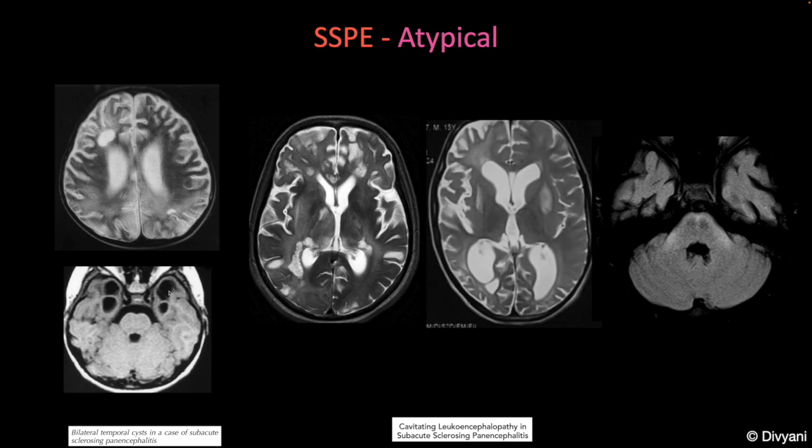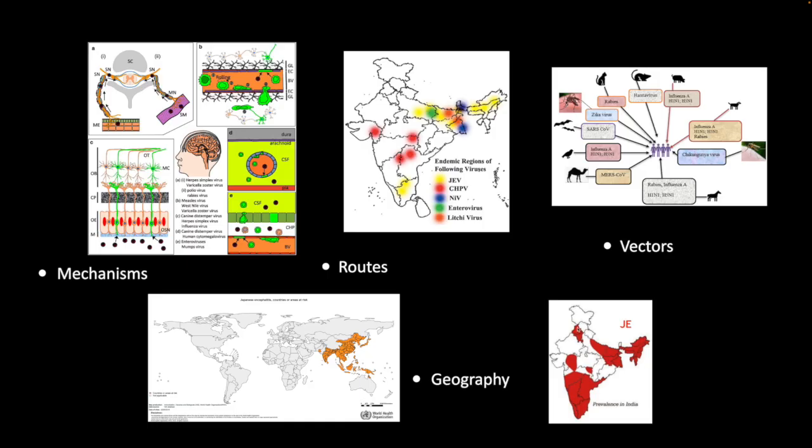They can have temporal lobe subcortical cysts, frontal lobe cysts. As you have seen in our case, multifocal cystic lesions. Predominant basal ganglia involvement, and they can also have brainstem, middle cerebellar peduncle or cerebellar involvement. So one needs to keep in mind the atypical presentations along with the typical presentations.